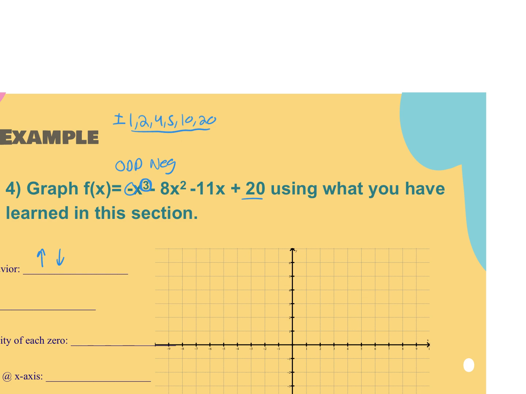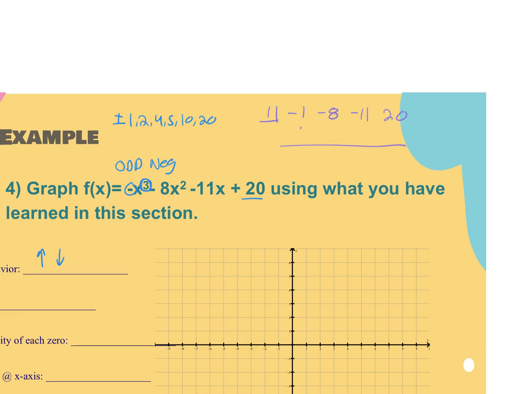But anything over 1 is itself, so I'm going to go ahead and erase this. Right? It's just going to look something like that. And now we pick numbers, right? So let's try 1, and let's see if that works, right? Negative 1, negative 8, negative 11, and 20.